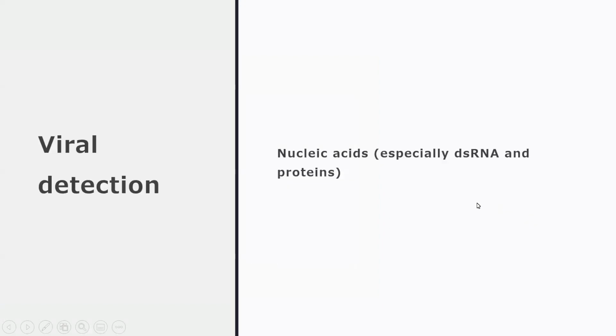So viral detection. As I mentioned before, nucleic acids, especially double-stranded RNA, as well as proteins, which are not nucleic acids, they're a separate type of molecule. But that's how we're going to detect viral infection, right? So oftentimes it'll be like those spike proteins, which are going to trigger an immune response, or something like double-stranded RNA, which will trigger an immune response.